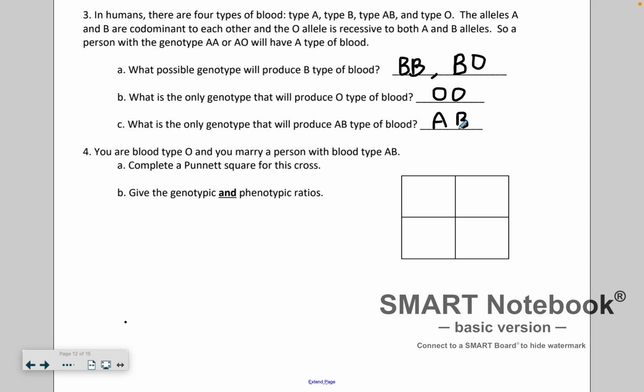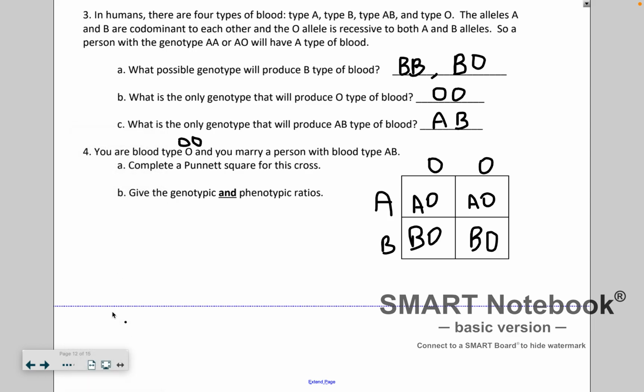So here it says you are blood type O, and you marry a person with type AB. All right, so if you're type O, your only genotype is two O's. So there's one parent, O, O. Here's the other parent, A, B. And now you're going to fill in your Punnett square. AO, AO, BO, BO.